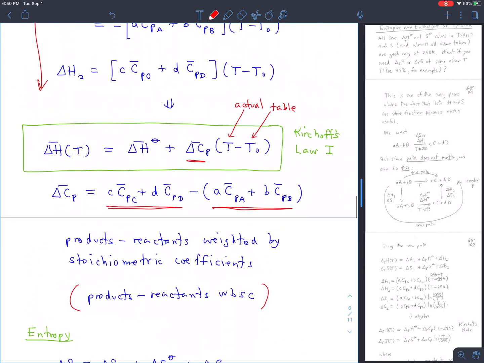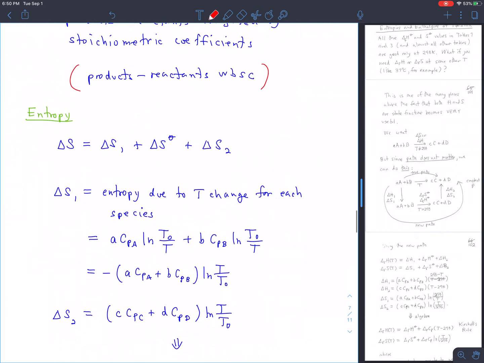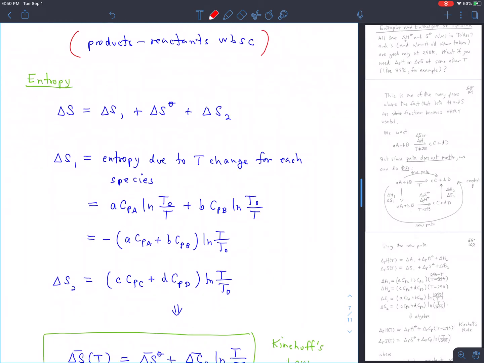All right, so that's the expression. This is Kirchhoff's Law 1 for how to correct a table-based calculation for the fact that you're not at the standard temperature. What about entropy? Well, it's the same logic.